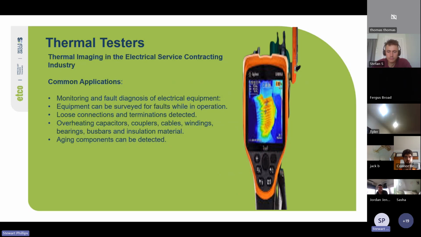So common applications: monitoring and fault diagnosis of electrical equipment. Equipment can be surveyed for faults while in operation. It'll show if there are loose connections and terminations, overheating capacitors, couplers, cables, windings, bearings, bus bars, and insulation materials. Aging components can be detected because old components will give off quite a bit of heat.